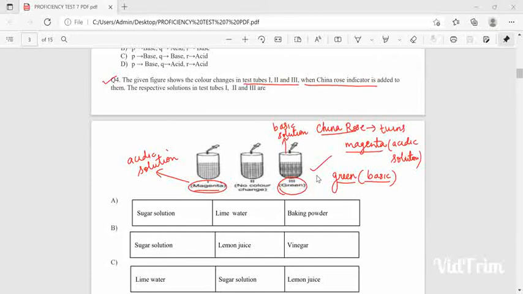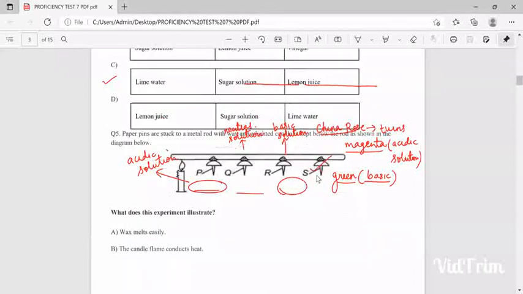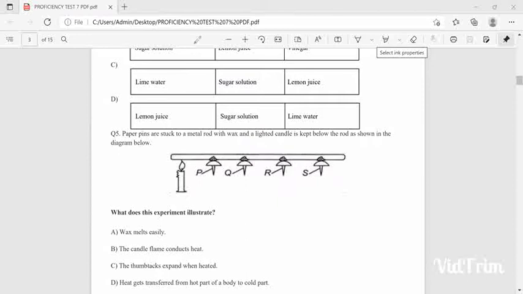So if we look at the options, then option D is the correct answer. In option D it is written, first of all, lemon juice. So lemon juice is an acid. So in test tube 1, lemon juice is present. Sugar solution is neutral. That means in test tube 2, sugar solution is present. And lime water is a basic solution. That means in test tube 3, lime water is present. So the correct answer is option D, lemon juice, sugar solution and lime water.